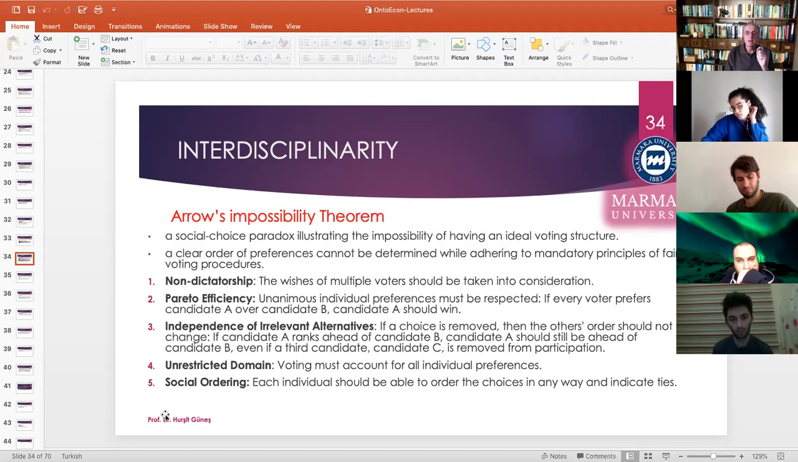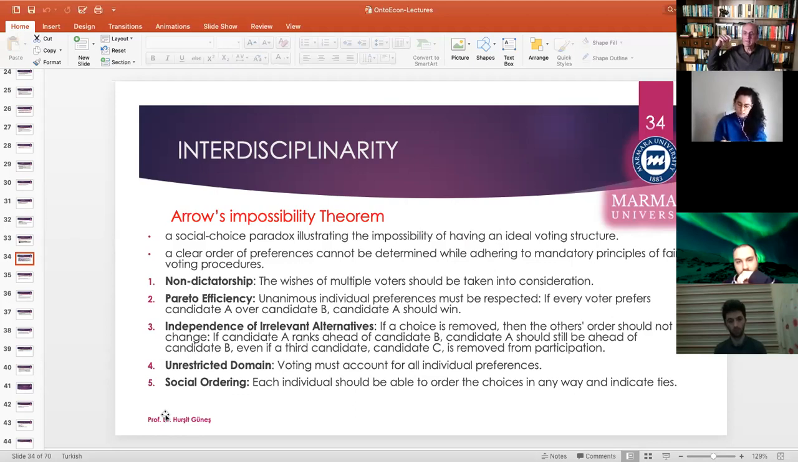Three, independence of irrelevant alternatives. If a choice is removed from the basket, then the others' order should not change. Now, this is crucially important. Let me give you the example, then explain. If candidate A ranks ahead of candidate B, yes, A is chosen, candidate A should still be ahead of candidate B even if a third candidate, C, is removed from participation.